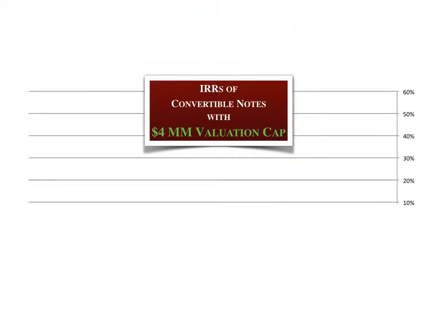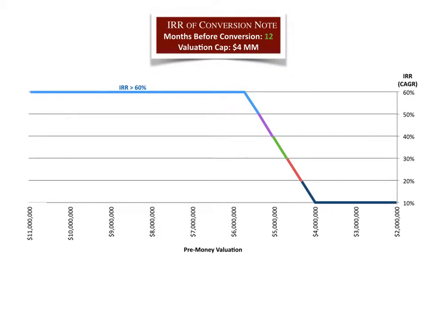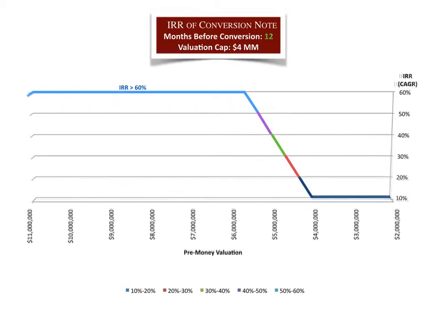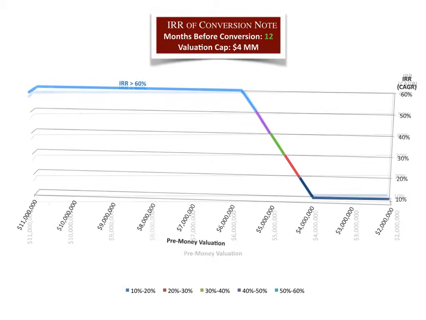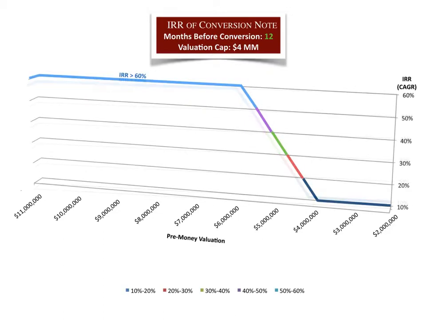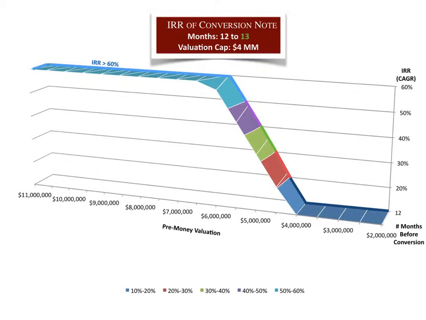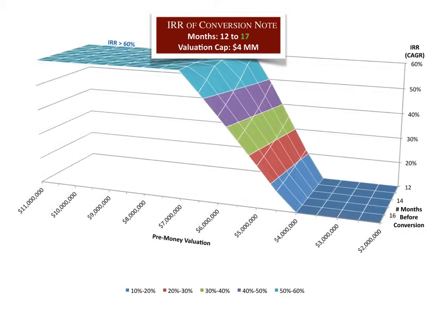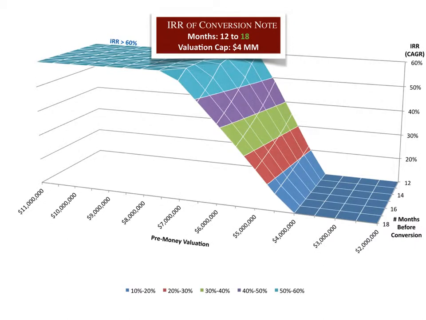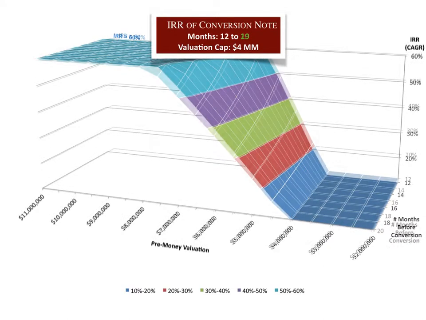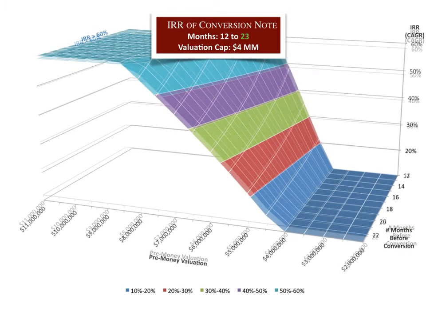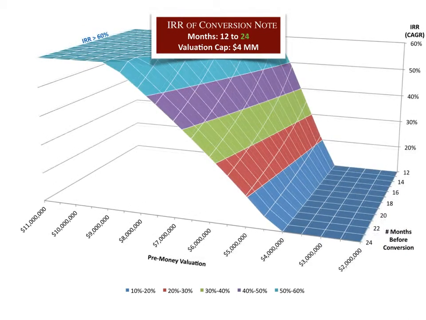The next illustration is going to be the internal rate of returns of convertible notes with a $4 million valuation cap. Again, we start with a two-dimensional graph, and we build in the third dimension of time. As you will see, the internal rates of return at the higher pre-money valuations in the earlier months are very attractive. However, as I mentioned earlier, it's very difficult to maintain that $4 million valuation cap conversion when investors are coming at significantly higher pre-money valuations.